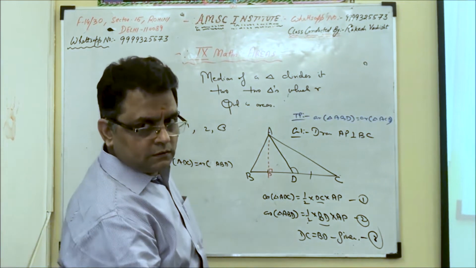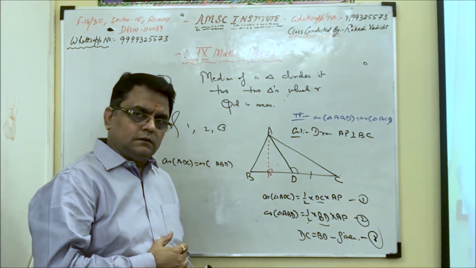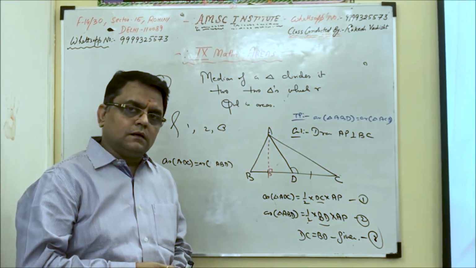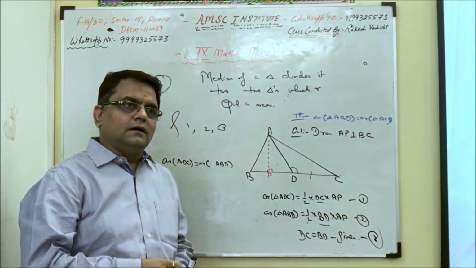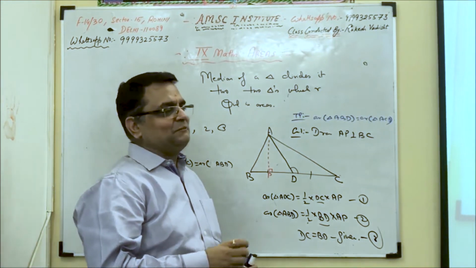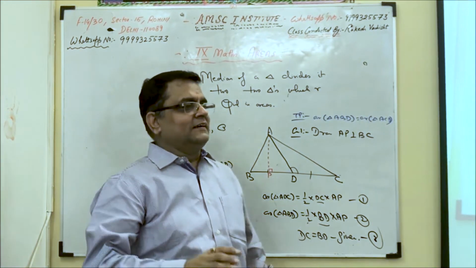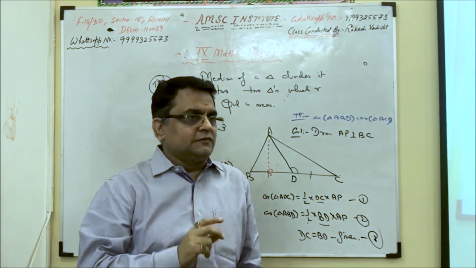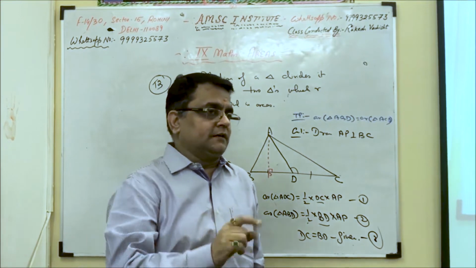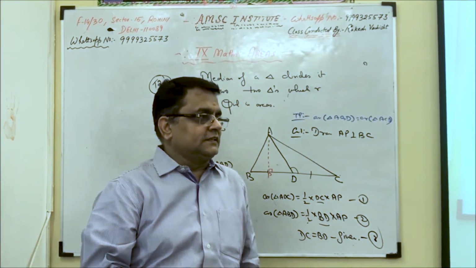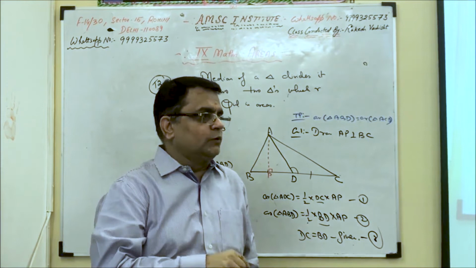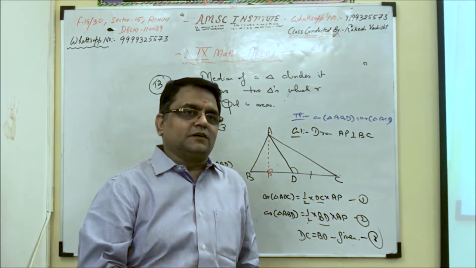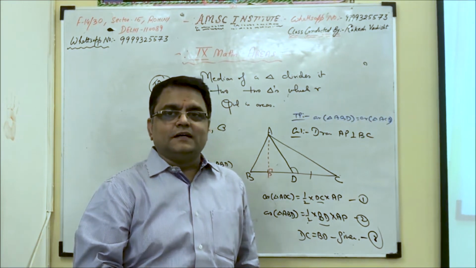Sir, we proved that area of triangle ADC is equal to area of triangle ABD. Sir, can we say from this that triangle ADC is congruent to triangle ABD? No, a very good question. Every pair of triangles which are congruent must be the same in terms of their areas, but it's not necessary that every pair of triangles which are equal in terms of their areas may be the same in terms of congruency also, because the shapes are different.